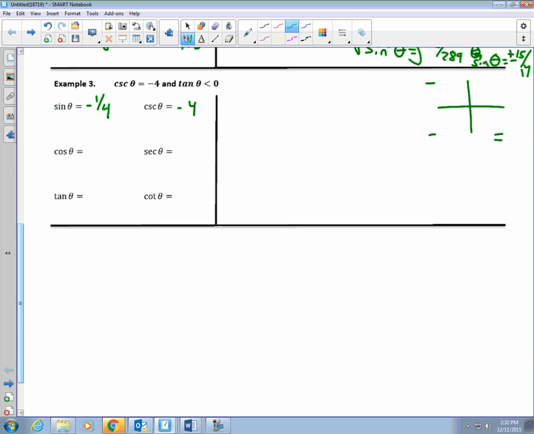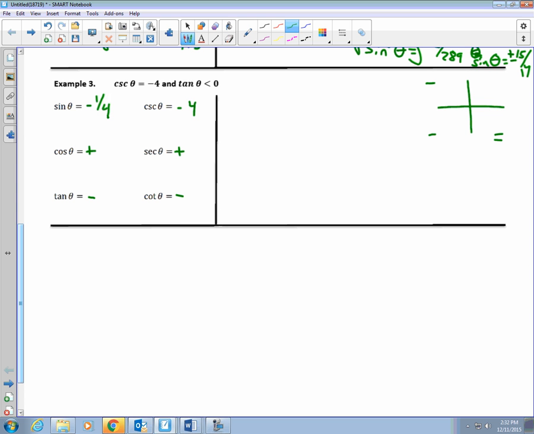So what's positive in the fourth quadrant? Cosine's positive and secant's positive. The others are negative. That's kind of tricky, isn't it? But that's a good skill. We practiced before. All right, let's do the first one.